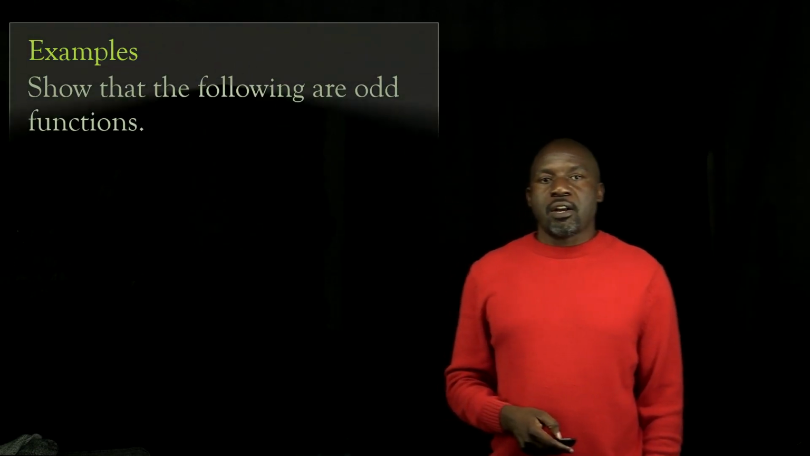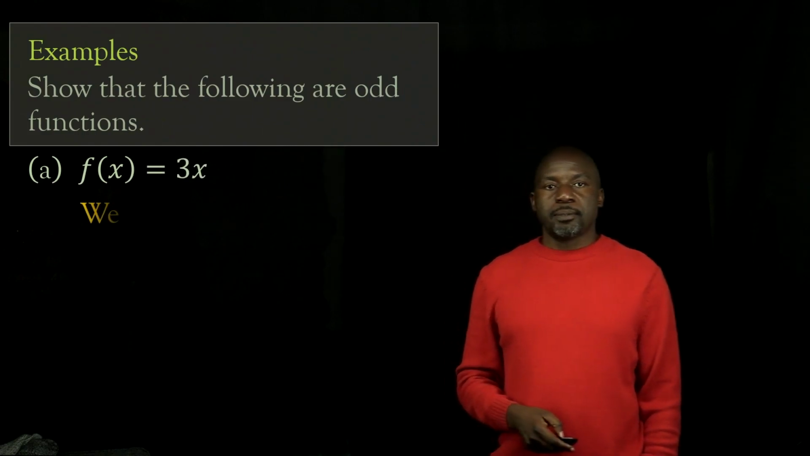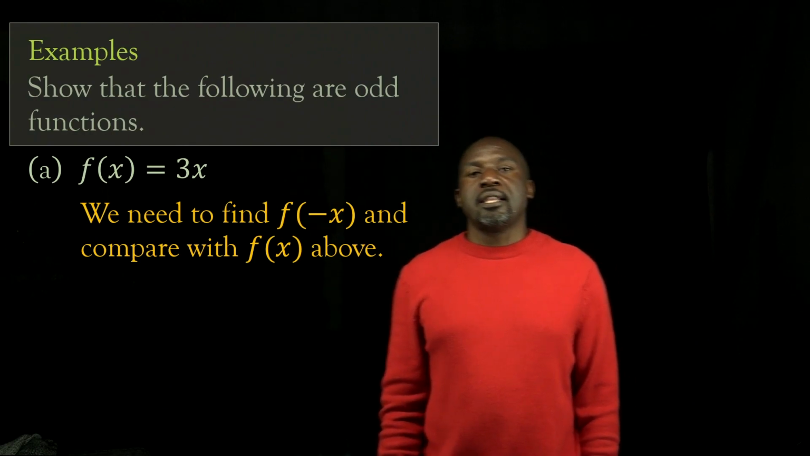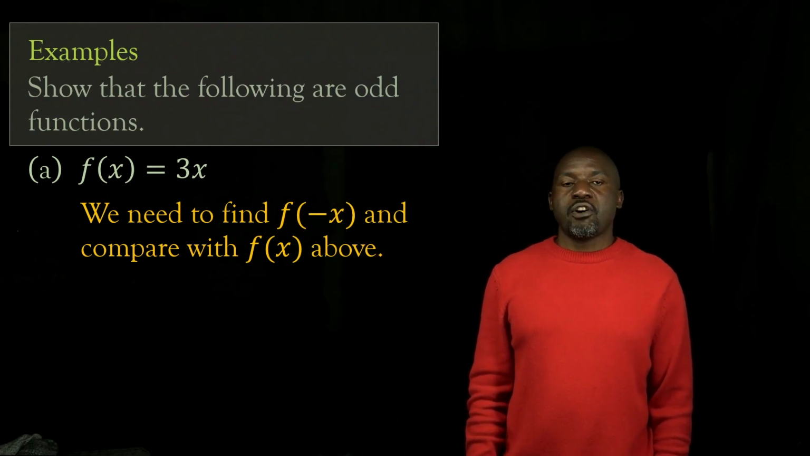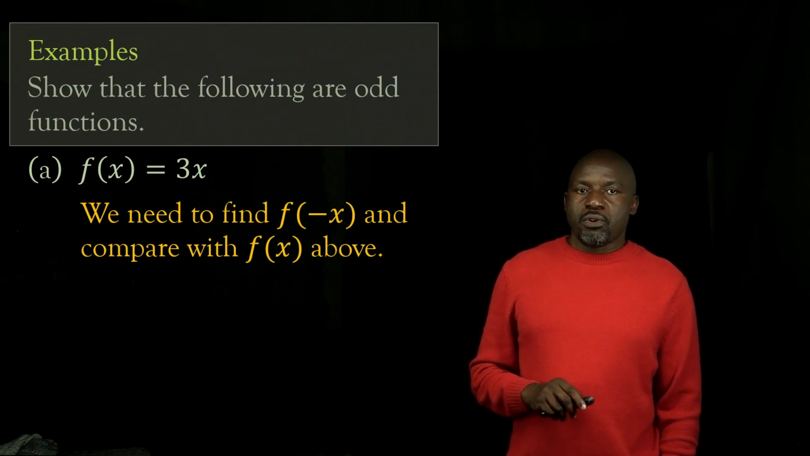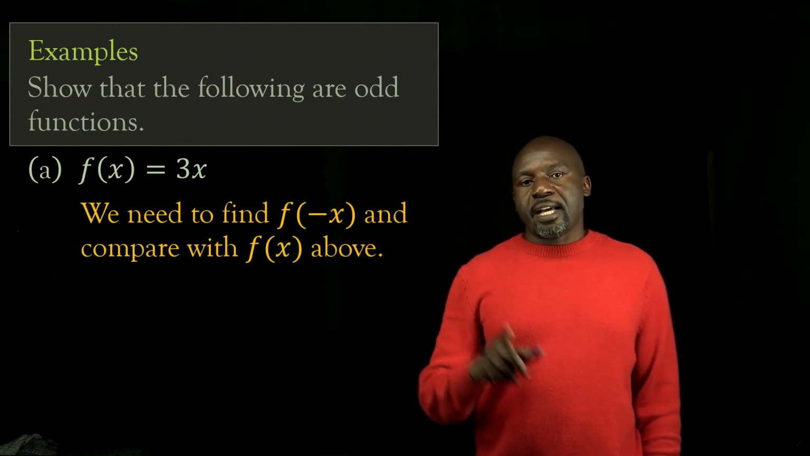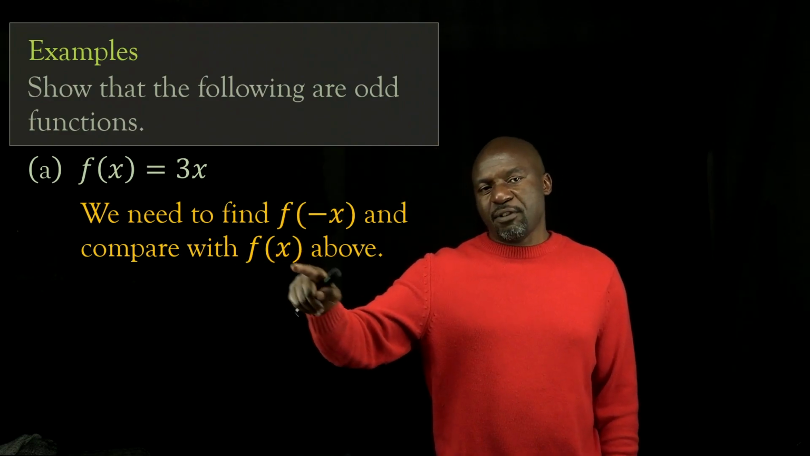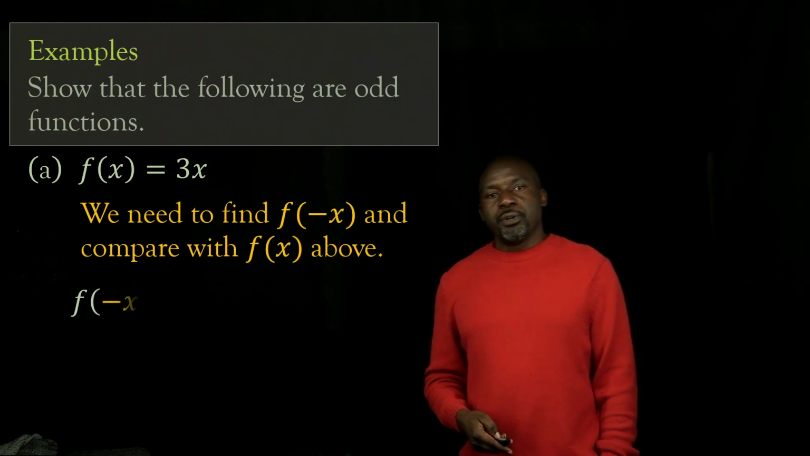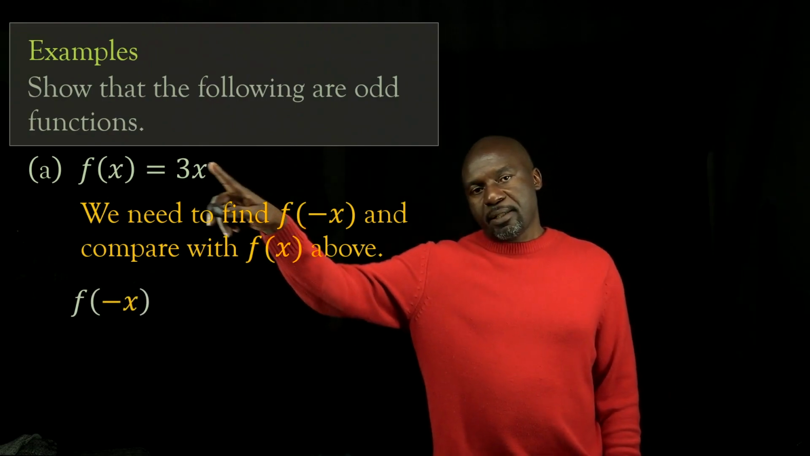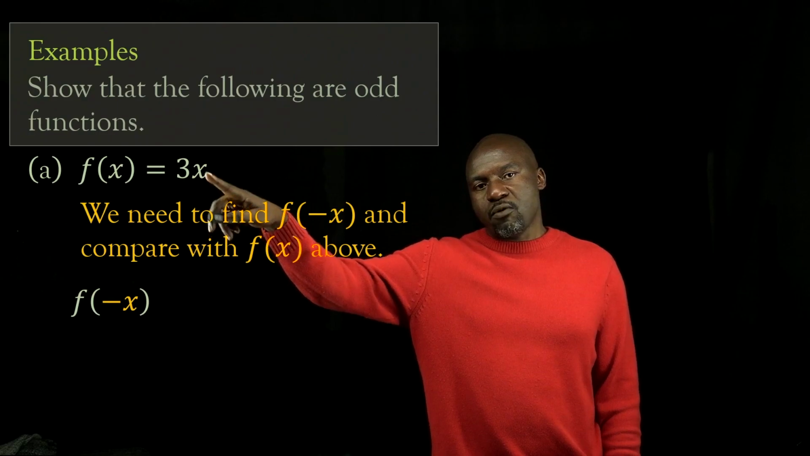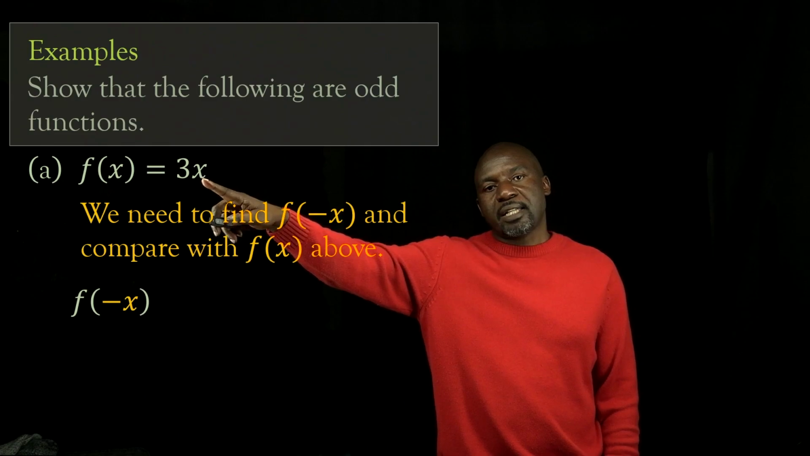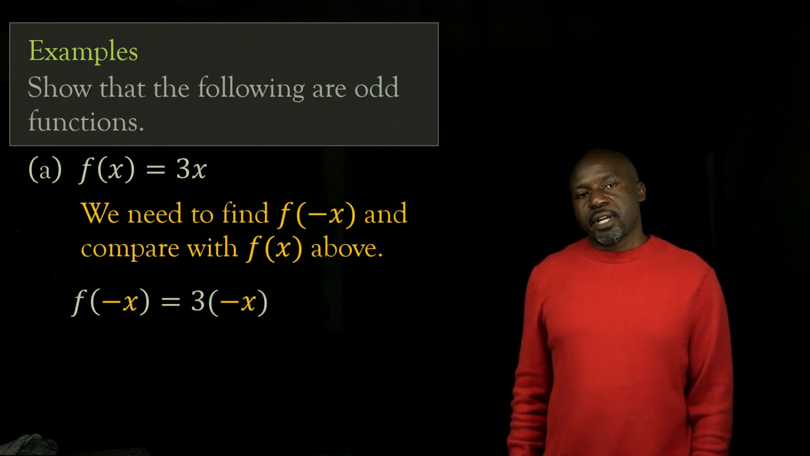Let's look at examples of this one. Show that the following are odd functions. Here is the first one. We want to show that if f of x is 3x, then f of x equals 3x is an odd function. So we need to find f of negative x and then compare with f of x. In fact, compare with the negative of f of x, okay? So what do we do? So f of negative x means where there is x, remove and replace with negative x. Where there is x, we will take that out and put negative x there, as you can see.